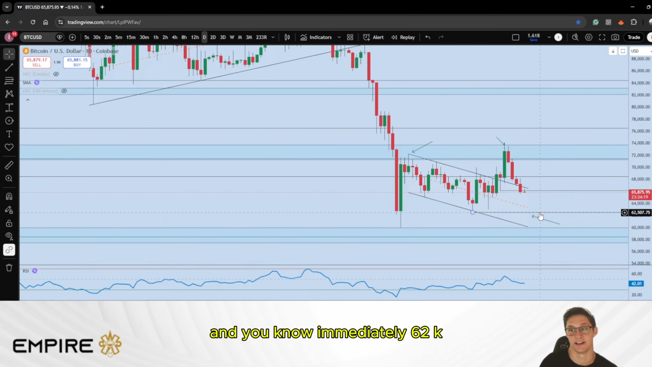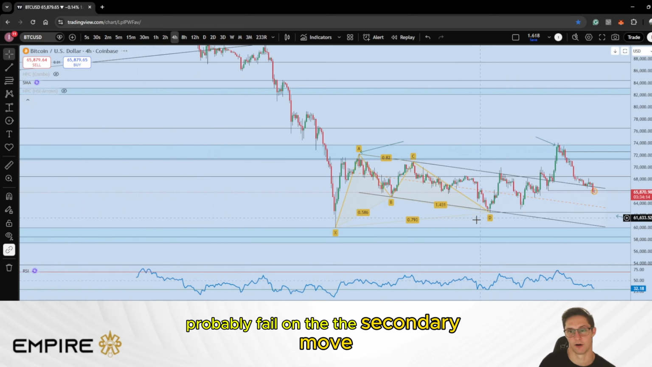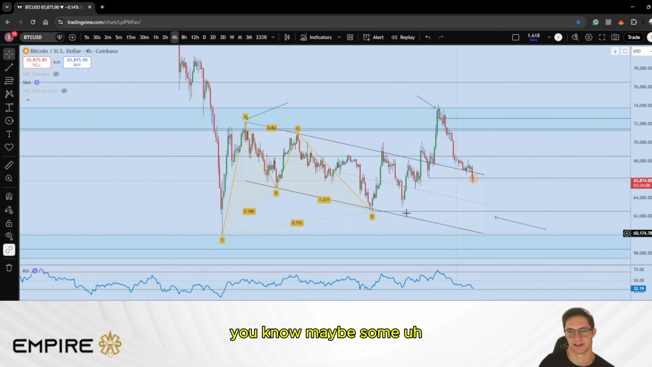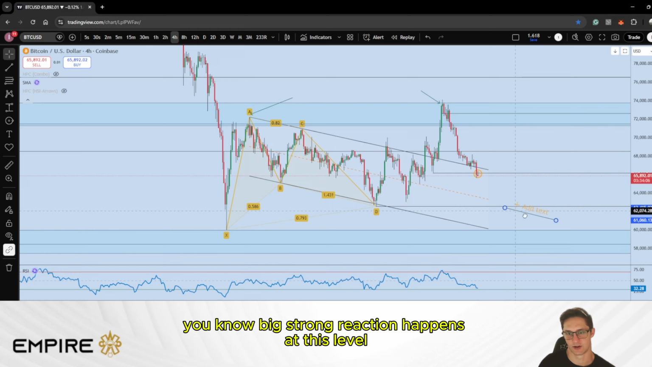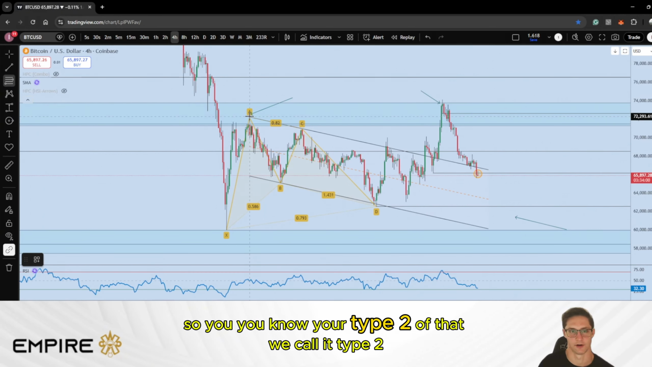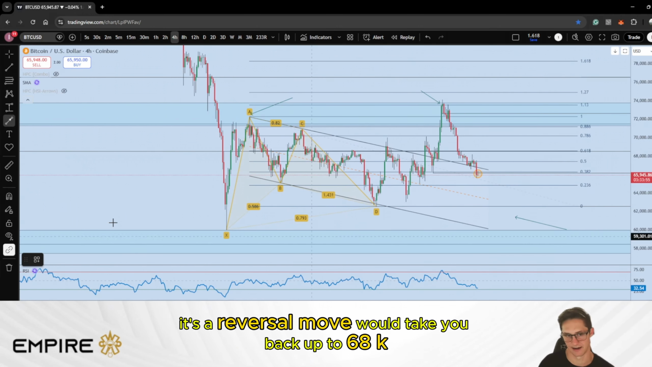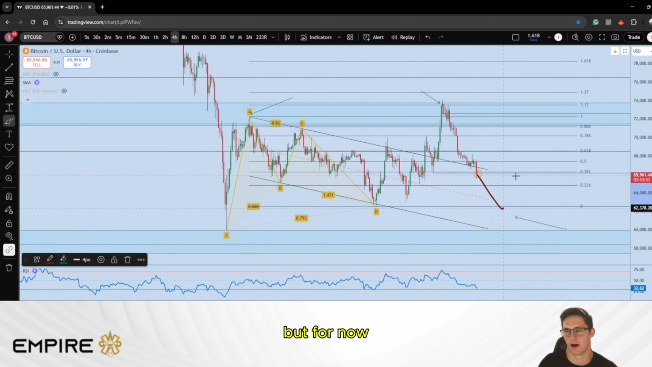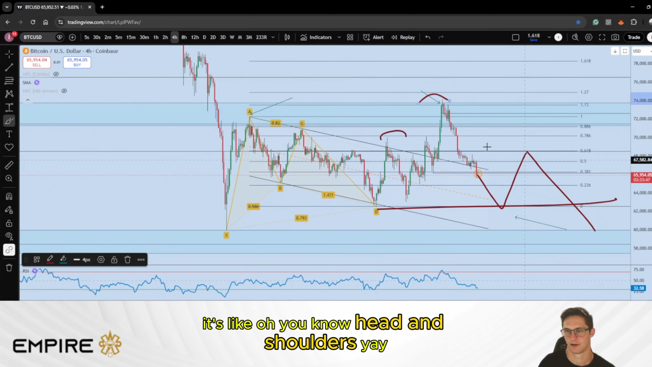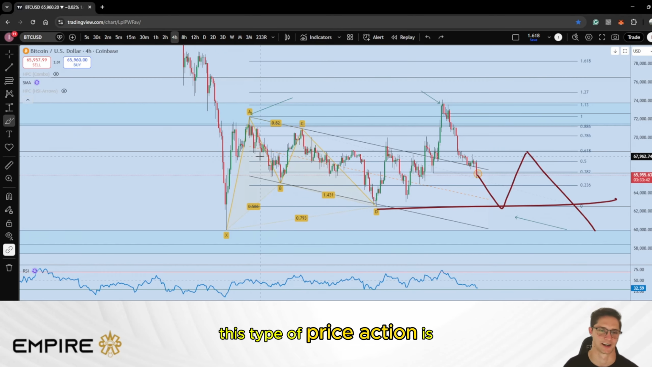And immediately 62K, 62.5, retest that harmonic and probably fail, right? Probably fail on the secondary move. If, for a miracle reason, some big, strong reaction happens at this level, then we could go back to do a 618 of this harmonic. So your type 2 of that, we call it type 2, it's a reversal move, would take you back up to 68K. I could see that. But for now, that's probably your hopium, and then right back down again. It's like, oh, head and shoulders. Yay. It's hard to get excited about this market, but this type of price action is what we're getting.